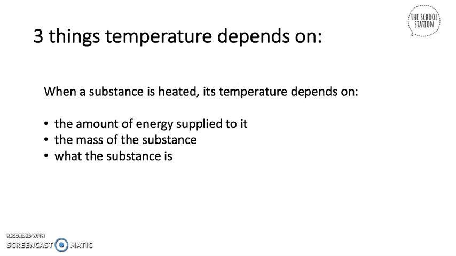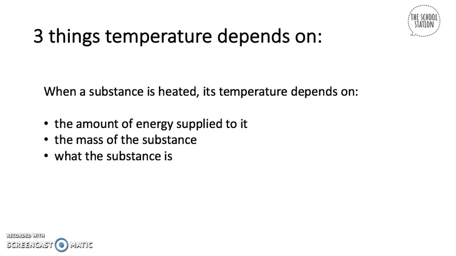For example, it takes a different amount of energy to raise the temperature of copper than to raise the temperature of zinc. These are two different types of material, two different substances. The first thing is the amount of energy supplied to it. If you apply less energy to raise the temperature of copper than zinc, it's going to be different.